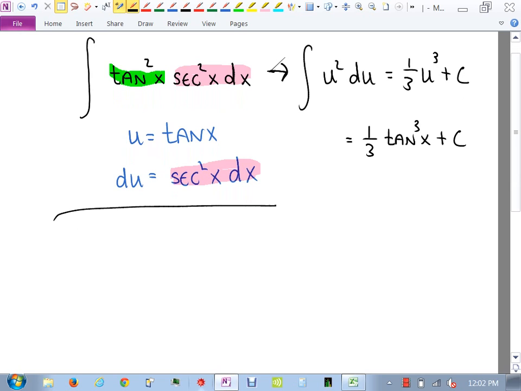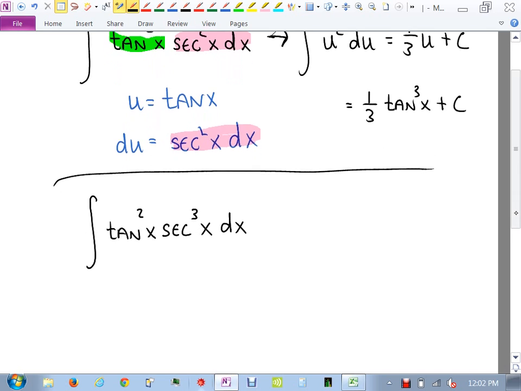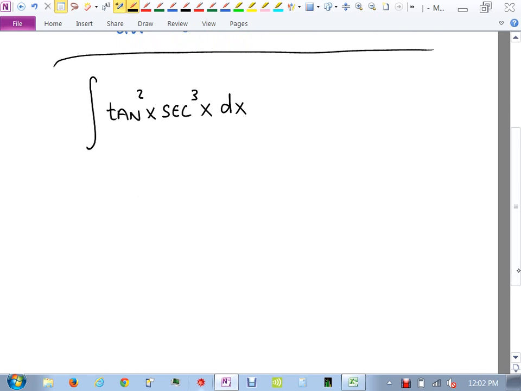How about the integral, how could I make this worse? How about we do this? Tangent squared x secant cubed x dx. So all I did was change the power on secant. Let's see how that drastically changes the approach on this problem.